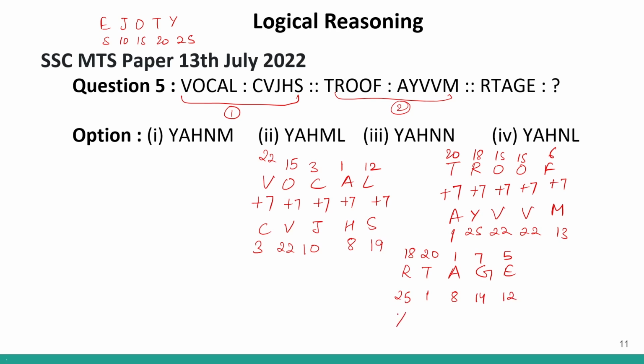So at 25th position, we have Y. At first position, we have A. At 8th position, we have H. At 14th position, we have N. And at 12th position, we have L. So my code will be YAHNL. And YAHNL is given in option number 4. So option number 4 will be the correct answer. Clear? Now, you can look at the solution.